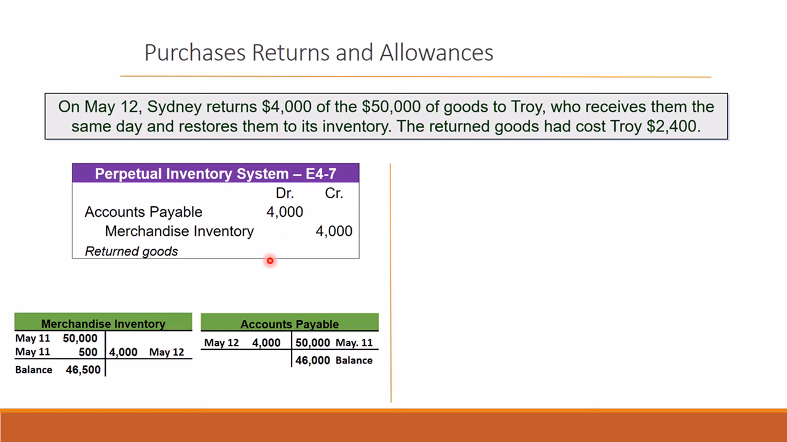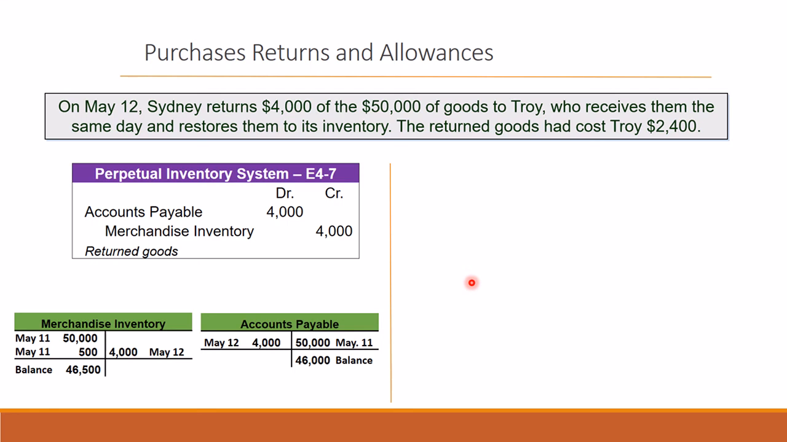After we post this particular entry, we see that our $46,500 balance in merchandise inventory is a combination of our original $50,000 purchase, $500 for freight, minus the $4,000 return. Keep in mind, we completely ignore that $2,400 cost of the goods for Troy because it's irrelevant for purposes of Sydney what Troy originally paid for these goods.